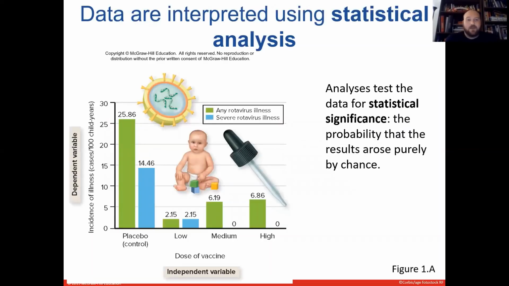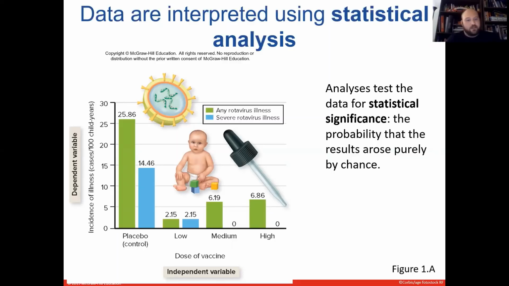Let's get into a little bit of interpretation of data. So let's look back at this virus example here. Basically, what you've got on the y-axis of your graph is the incidence of illnesses in cases per 100 children. And then you have the dose of the vaccine. So you have a low, medium, and high dose and the placebo. The green represents any rotavirus illness, and the blue represents severe rotavirus illness.